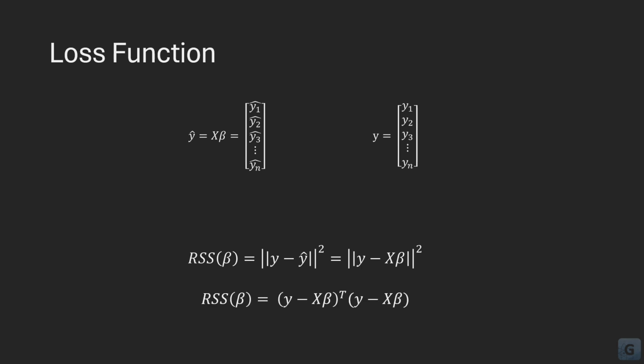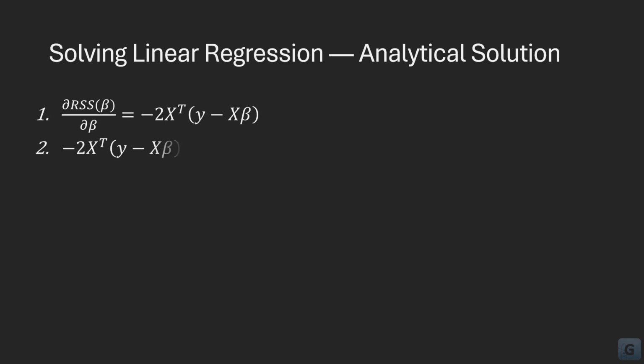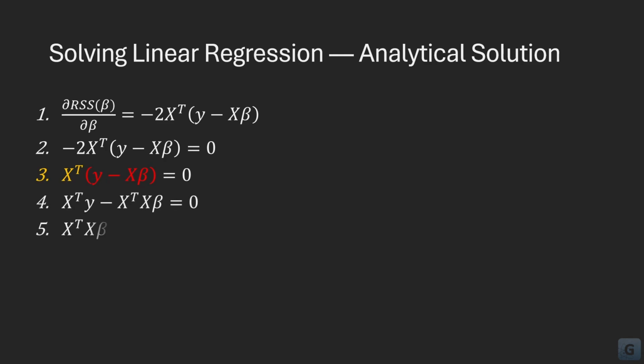We are getting closer to the solution. Now that we have a proper error metric to quantify the error in our predictions, we want to minimize it. How do we minimize it? We first differentiate RSS of beta with respect to beta and then equate it to 0. Then we rearrange the terms to solve for beta. After doing that, we get beta is equal to (x transpose times x) whole inverse times x transpose times y.